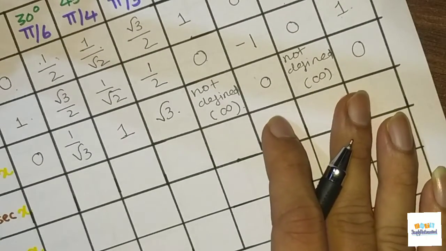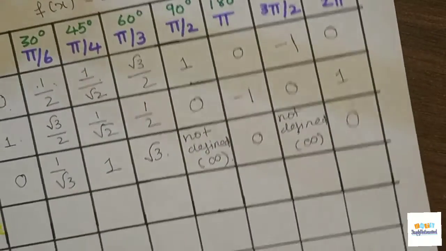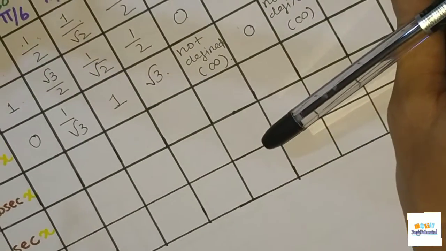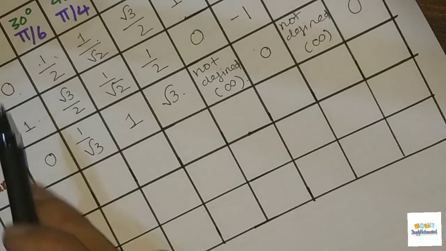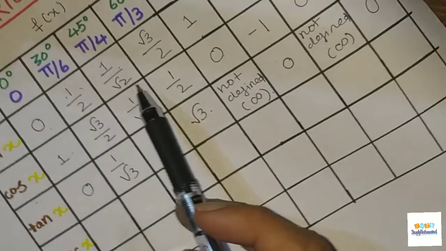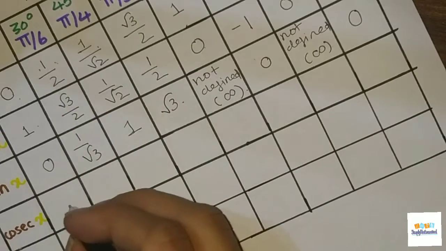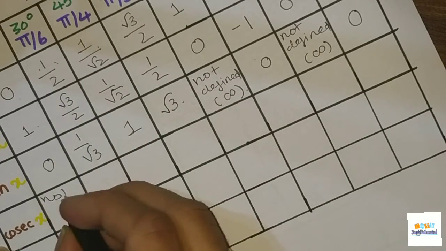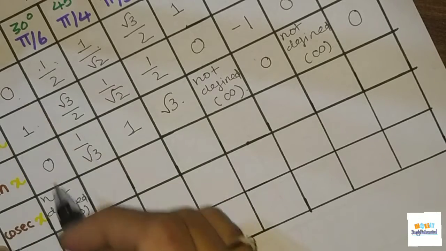Now let us go to the next values, that is cosec, cot and the others. Cosec is nothing but the reciprocal of sine. So what you will get is 1 by 0, using the sine values here. So 1 by 0 is not defined. Reciprocal of sine, so 1 by 0, that is not defined.